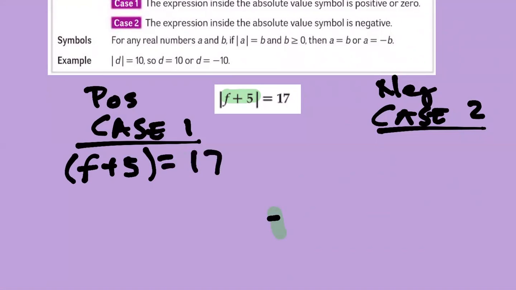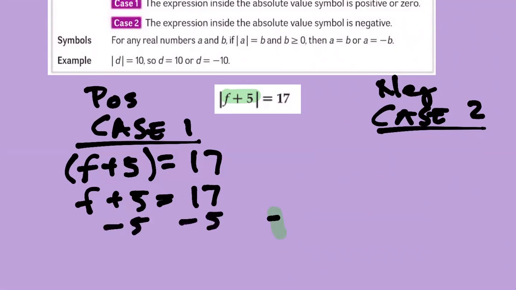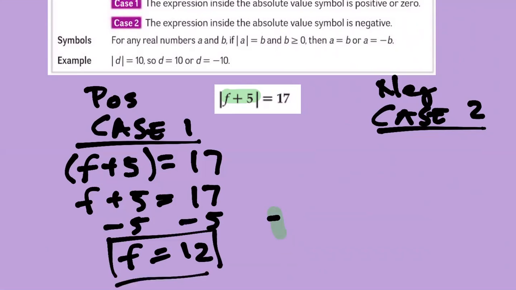Okay, and then in that case, you have an equation to solve, and you can just drop your parentheses, okay, and then solve it the way you would any other normal multi-step equation. Subtract 5 from both sides, you get f is equal to 12. So the first case situation is if f equals 12. But there's another case situation, and that's what if this stuff inside the absolute value brackets, what if f plus 5 equaled negative 17? Because if it equaled negative 17, the brackets would apply to it and then turn it into 17. So that's the negative case.